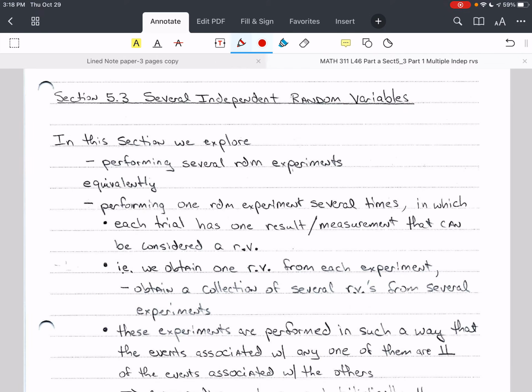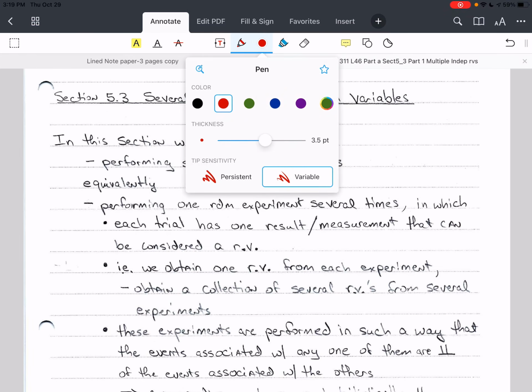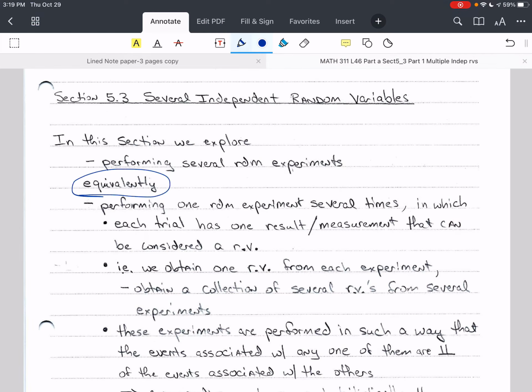So in this section, we're going to explore performing several random experiments. Another way to think about this, which is equivalent, is that instead of performing several random experiments, we could perform one random experiment several times. So each trial has one result or measurement that can be considered a random variable. In other words, we obtain one random variable and one result from each experiment, and thus we obtain a collection of many random variables from many different experiments.